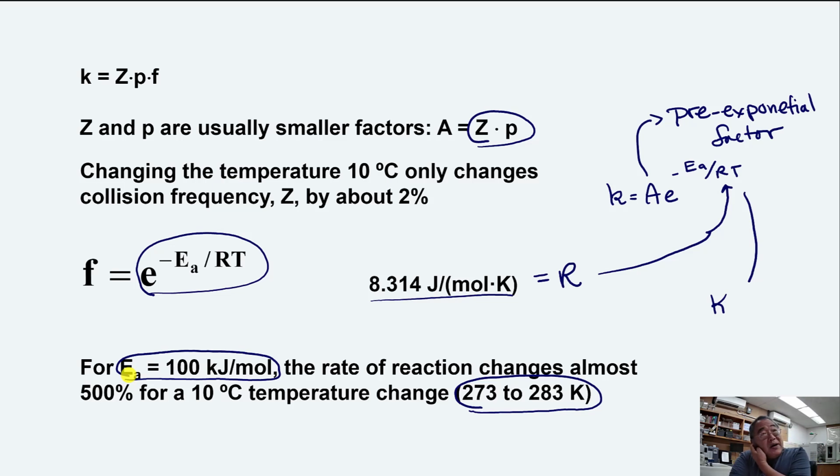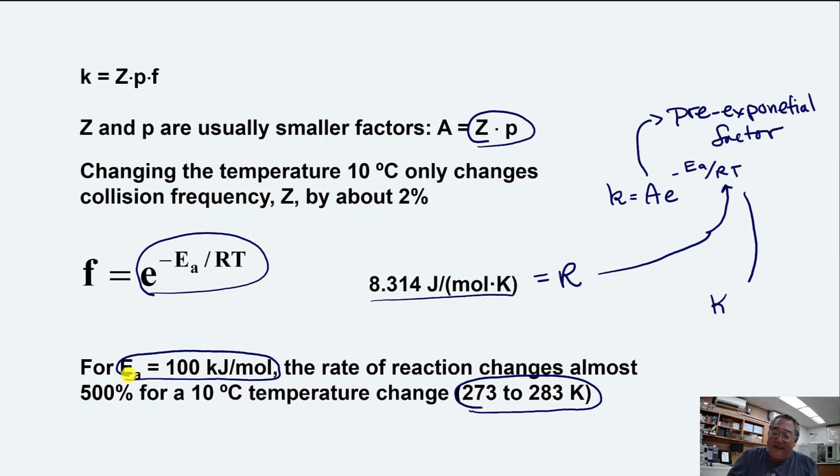Now, there's an experiment that we're going to do on video, and you'll see this as I change the temperature by 10 degrees Kelvin. The reaction is so fast that you basically can't measure the reaction rate. It just is that fast.